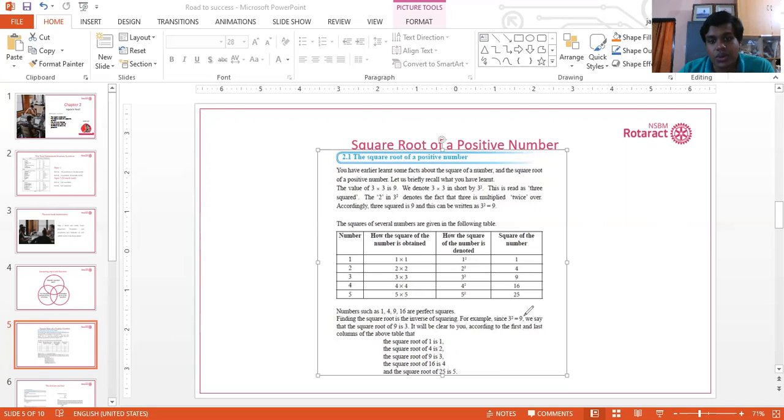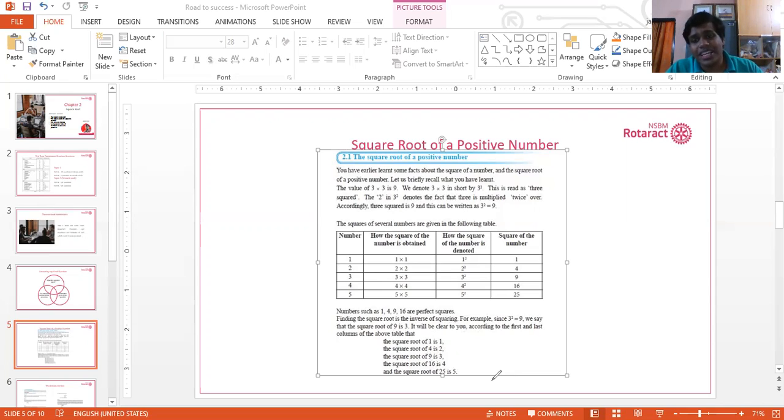According to the first and last column. Okay, if you read this, now they are saying something. Numbers such as 1, 4, 9, 16 are perfect squares. Finding the square root is the inverse of squaring. There you go. That's what I said. 2 into 2 is 4. Square root of 4 is 2. That's the inverse. It's like one equation. We are going back and we are coming front. That's the same thing. Okay. Finding the square root is the inverse of squaring.